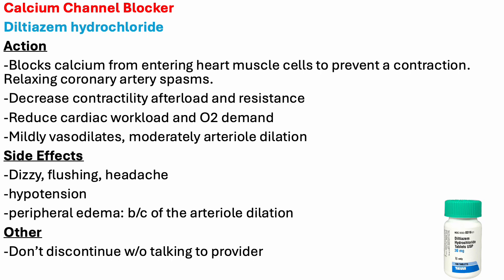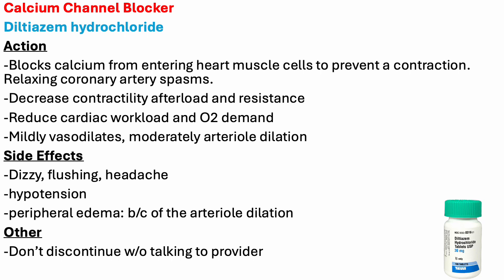Lastly is your calcium channel blocker. This is diltiazem hydrochloride. The action of DIL is it blocks calcium from entering the heart muscle cells. Calcium equals contraction, so it causes a relaxation effect. So basically your heart is not working as fast or working as hard. The drug relaxes coronary artery spasms and peripheral arterioles. It decreases contractility, afterload, and resistance. It also reduces cardiac workload and oxygen demands.